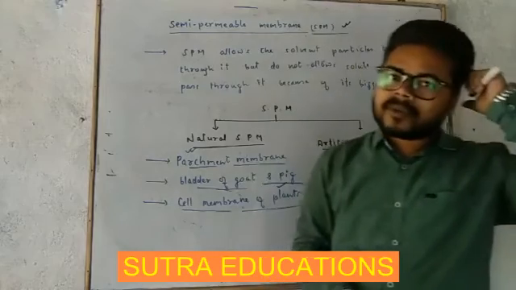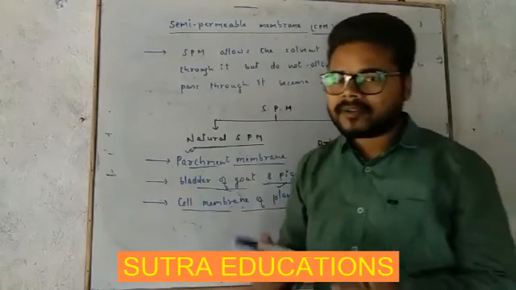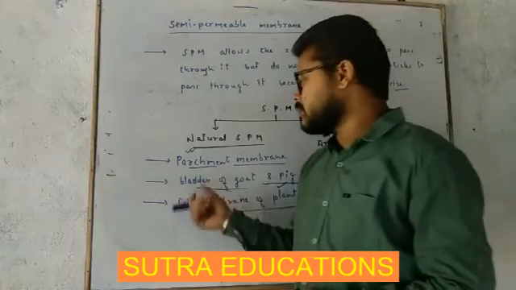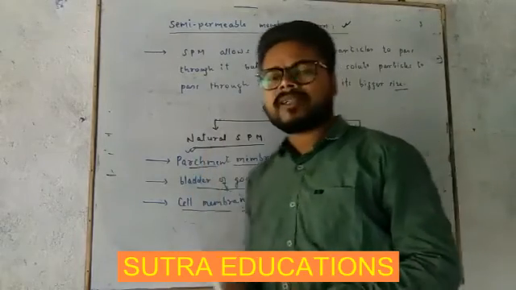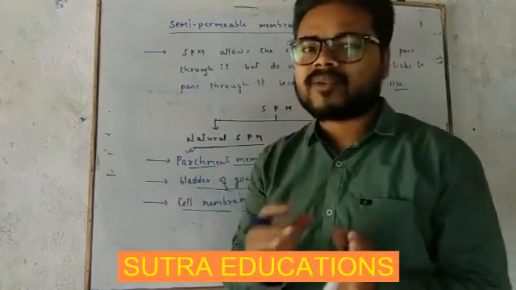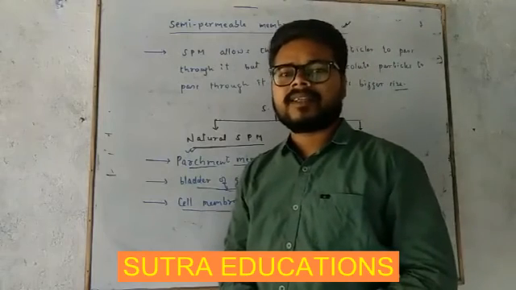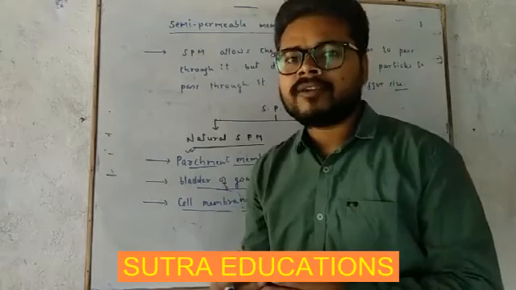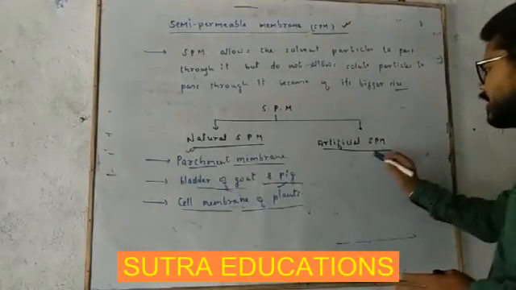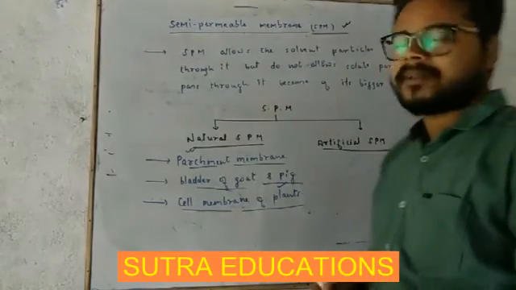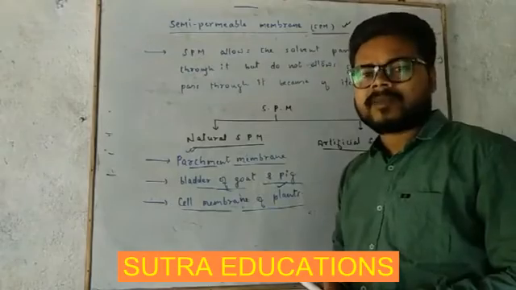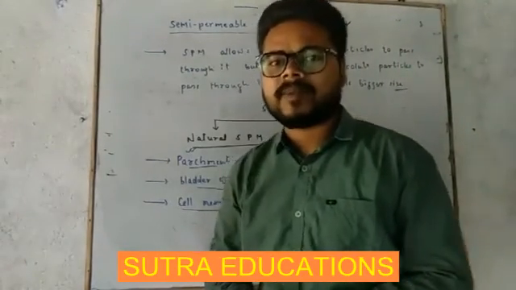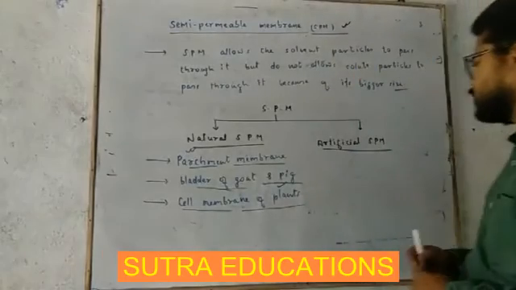But the problem with these is that they are not good working semi-permeable membranes. It means results obtained using natural semi-permeable membrane are not that accurate. Getting this? And that's why we need to produce artificial semi-permeable membrane. So what is artificial semi-permeable membrane? It means man-made. So we can say this is man-made.